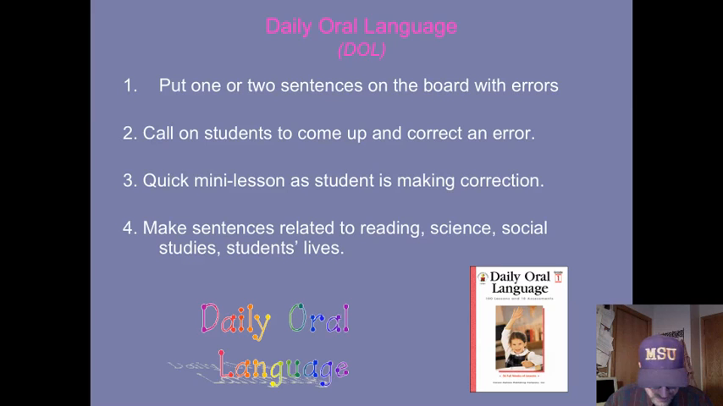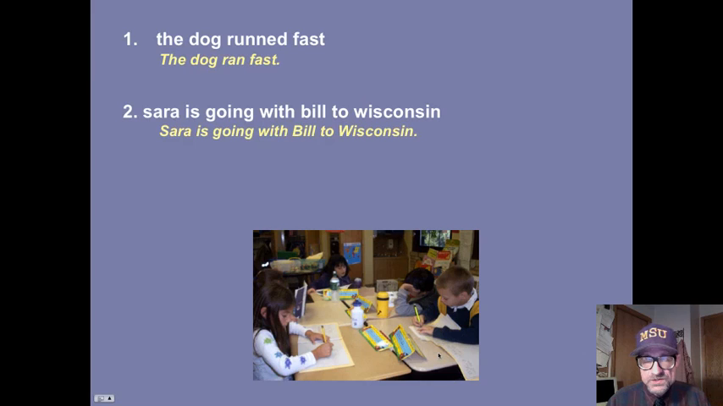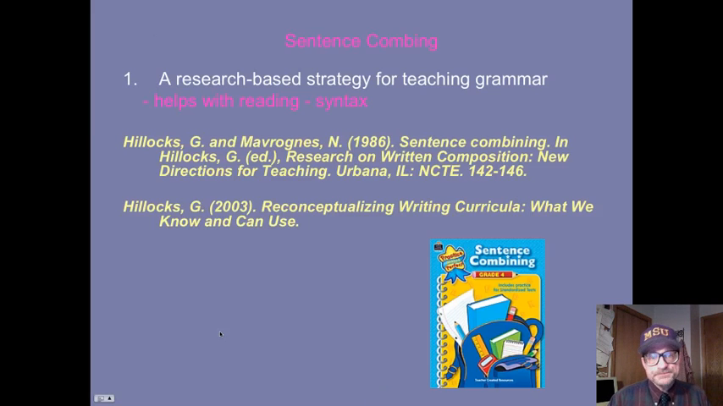Daily oral language, keep it simple again. You put 1 or 2 sentences on the board that have some errors. You call on a student. Come on up. Who sees an error? What do we need to correct? You're doing a quick mini lesson as the student is making the connections. Now, make the sentences related to students' lives somehow. Make that connection. Use student names connected to something in reading, science, or social studies. You don't have to use these boring sentences from books. Here's an example. The dog run fast. That's up on the board. They come and they make corrections. Maybe it's on your smart board.